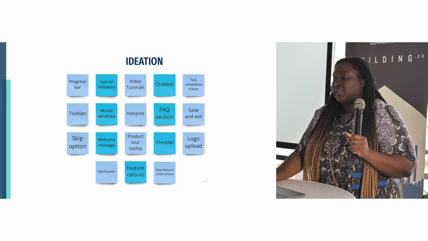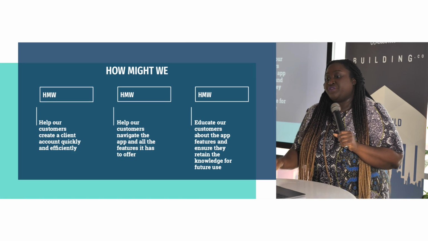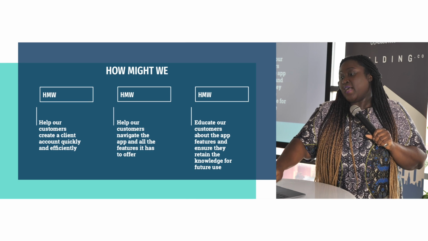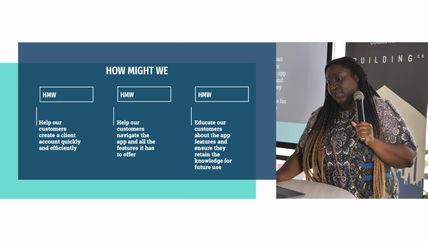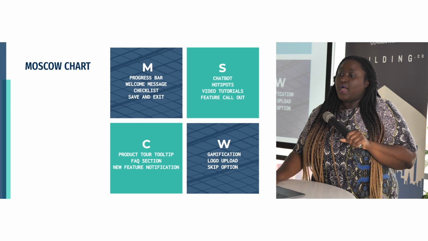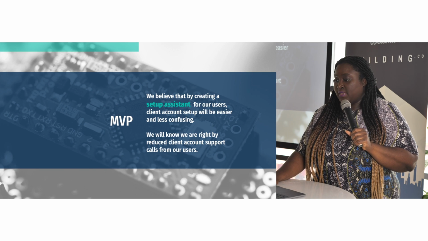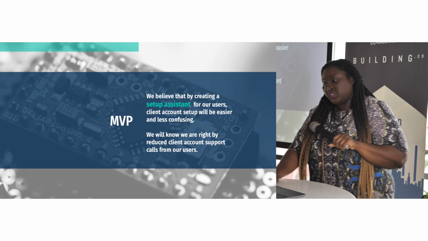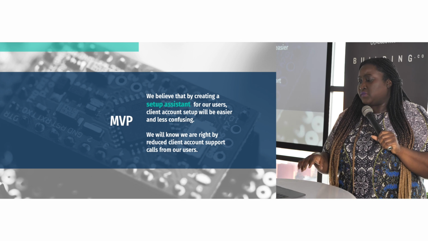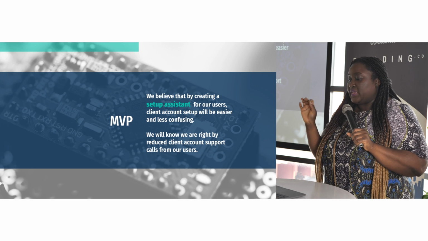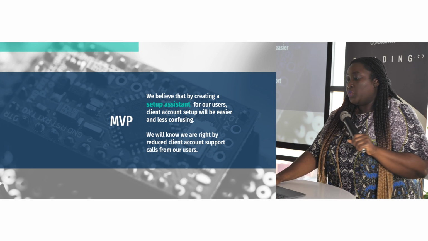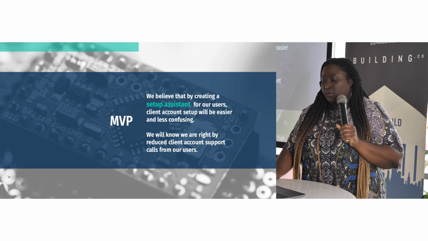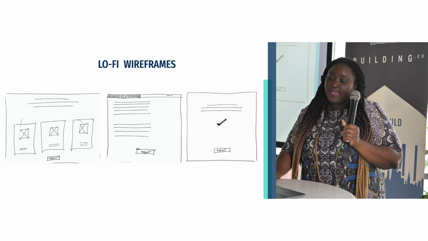So I did ideation, used the How Might We method to finally hone down what my feature was going to be. I stuck to: how might we help our customers create a client account quickly and efficiently? I used the MoSCoW chart to prioritize. For my MVP, we believe that by creating this setup assistant for our users, client account setups will be easier and less confusing. We will know we are right by reduced client account support calls from our users. So, prototype, my lo-fis.